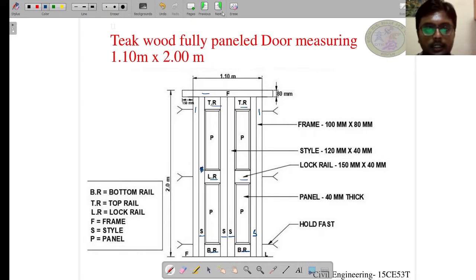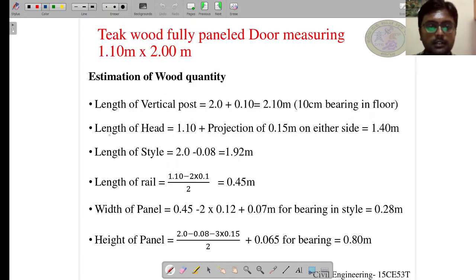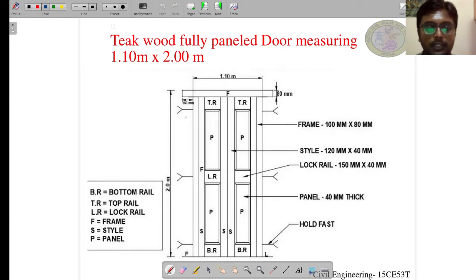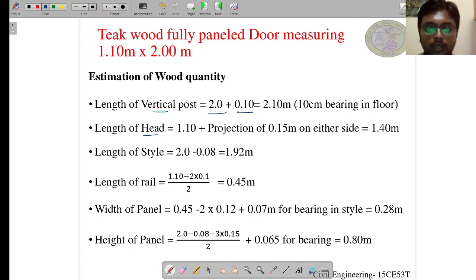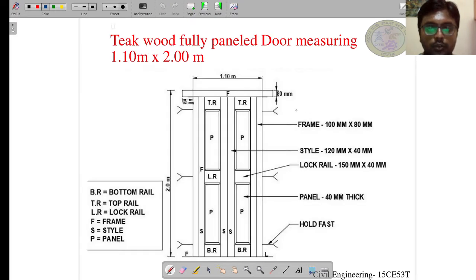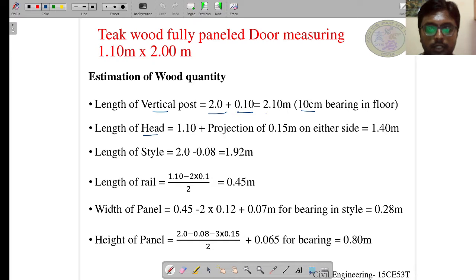So let us start with the estimation of wood quantity first. Let us go one by one, starting with the frame. In frame we have vertical post and head. For the vertical post, the height of the door is given as 2 meter. So we will take 2 meter plus 0.10 meter. Why is this 0.10 meter? This is because we are taking 10 centimeter bearing inside the floor to account for the floor finishing. And thus the length of the vertical post becomes 2.10 meter.